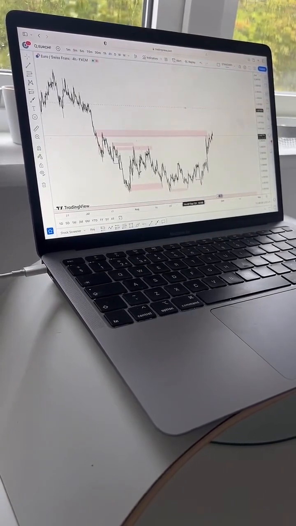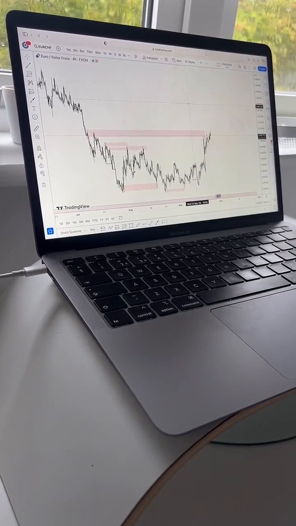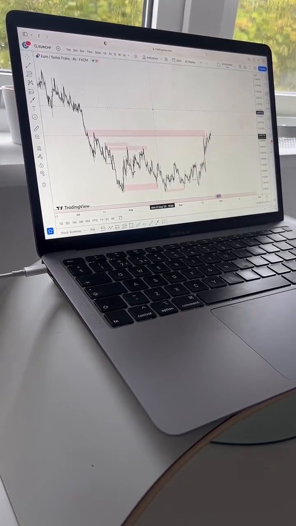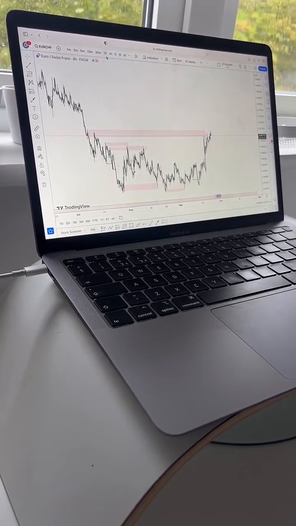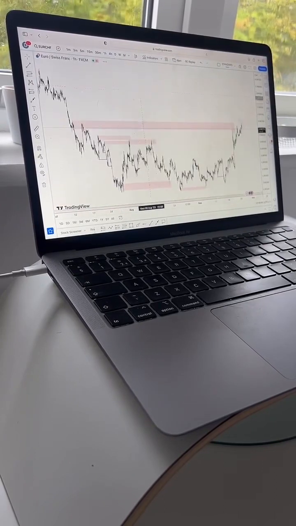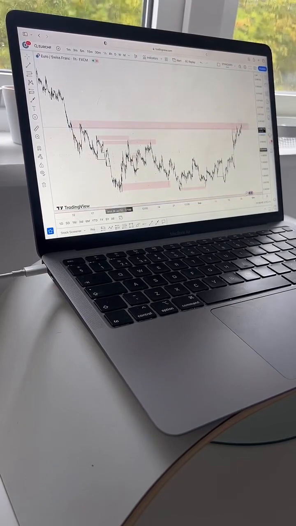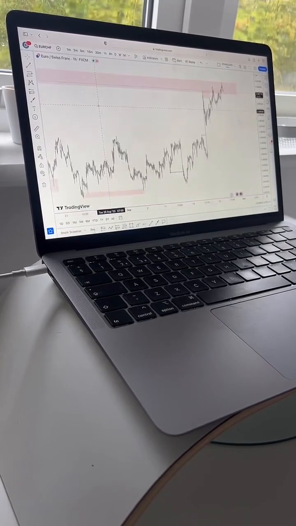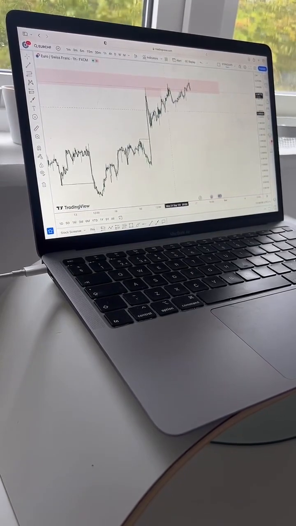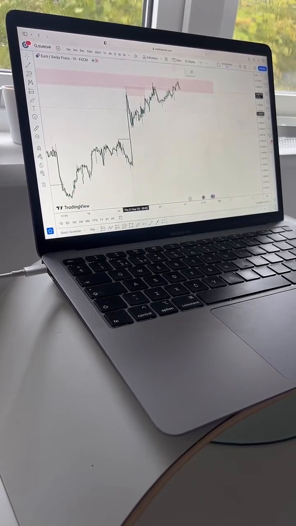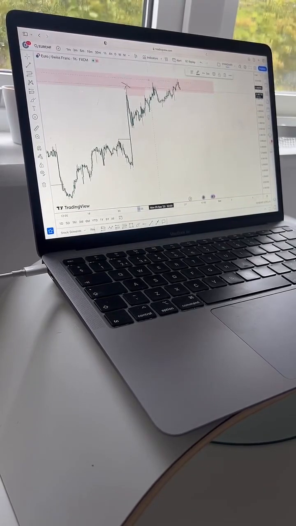Euro Swiss franc. Swiss franc's been moving mad lately, very volatile. So on the 1 hour time frame, we have a zone here where the market keeps coming back to, so you'd call this a sell zone. So first entry was here, second here, third was here.